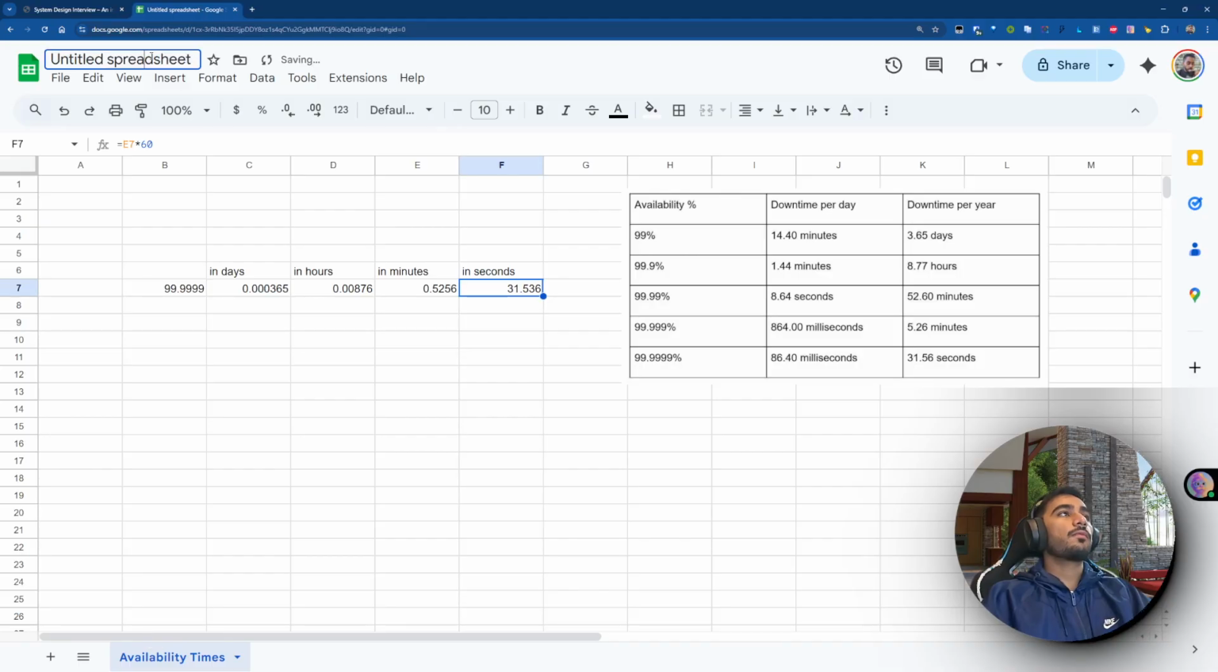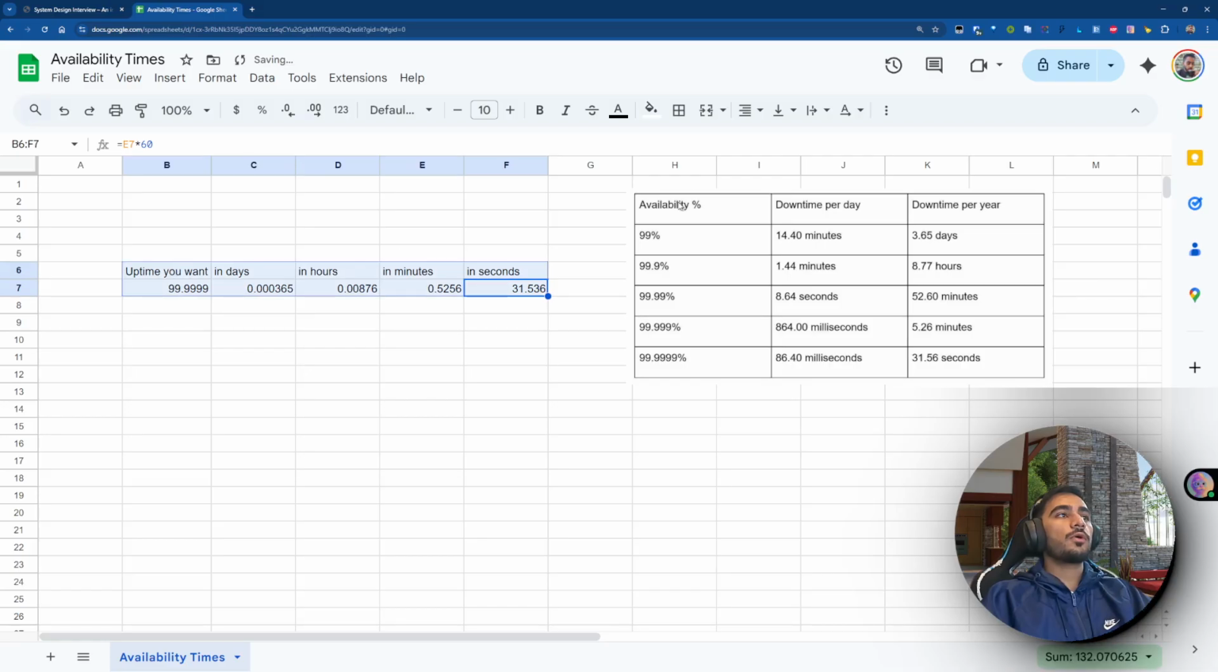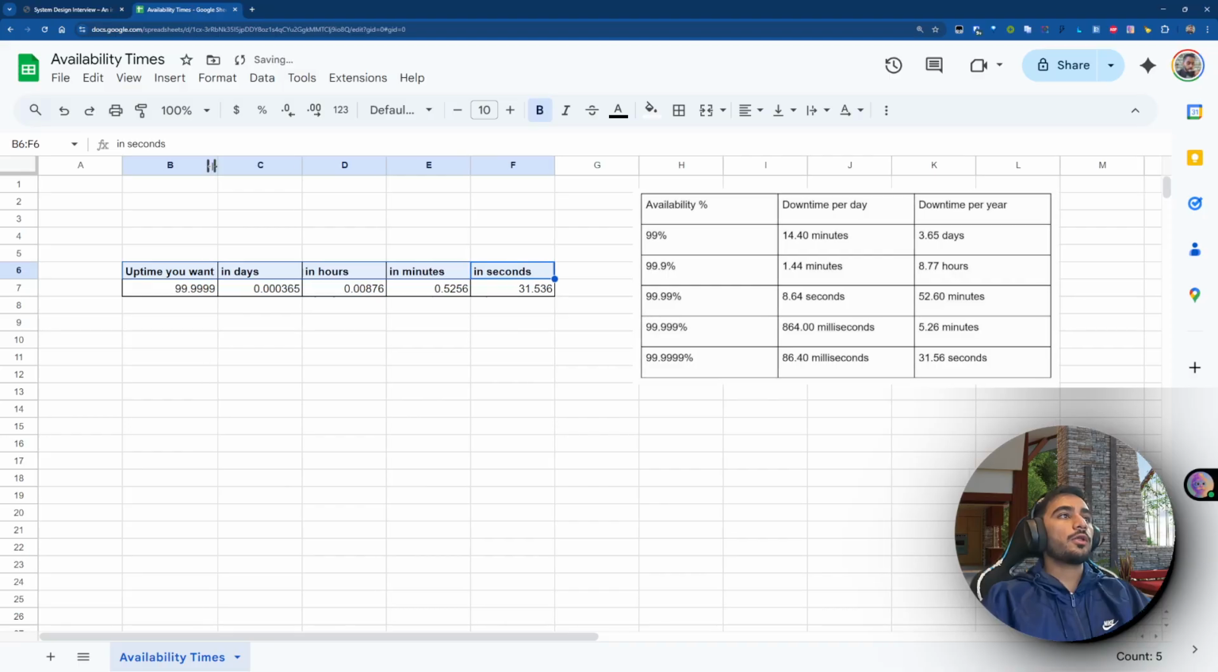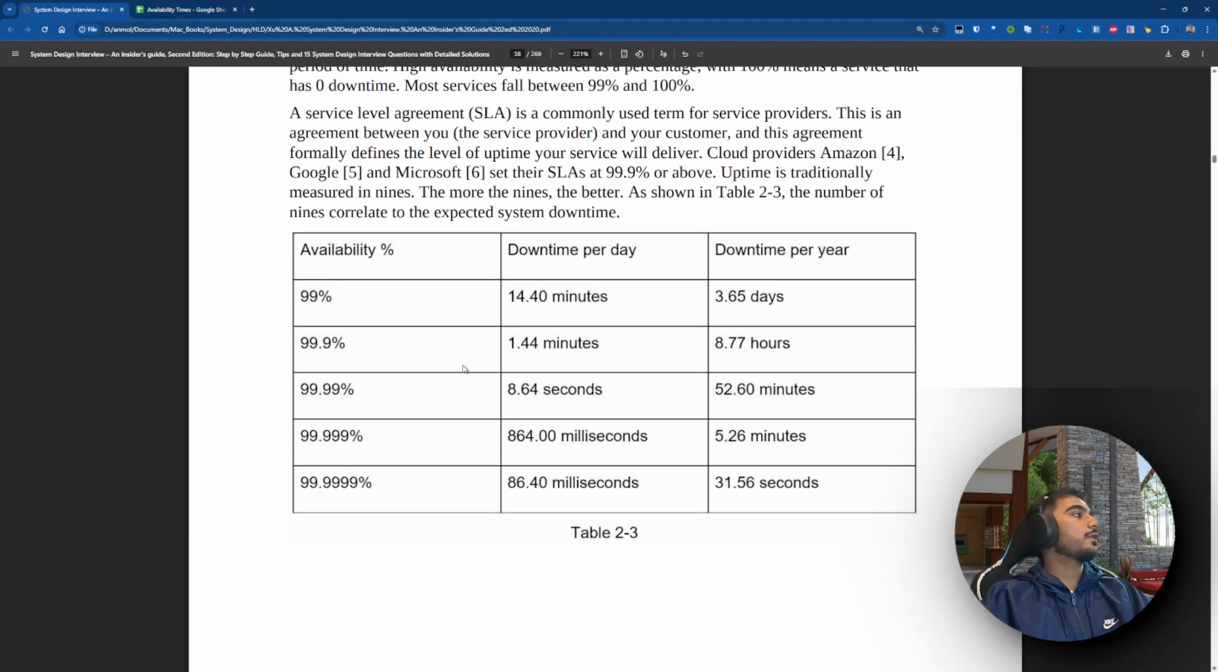Okay, derived. We just derived it using the formula: 100 minus whatever uptime you want, and then in days, hours, minutes, how would that breakdown look? So yeah, good enough. We were able to get the same numbers. So I think we understand this concept.